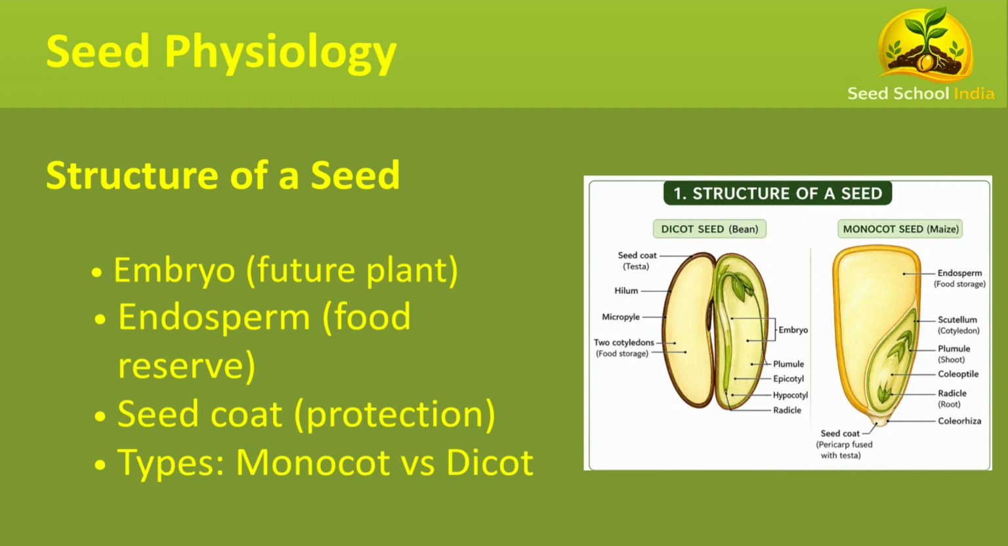A seed consists of three main parts: the embryo, which develops into a new plant, the endosperm, which provides stored food, and the seed coat, which protects the seed. The embryo is the most important part, it is the miniature plant. The endosperm or cotyledon store food materials such as starch, protein, or oil. The seed coat protects the seed from mechanical damage and environmental stress. This structural organization ensures that the seed can survive unfavorable conditions and germinate when conditions become suitable. In dicots like beans, there are two cotyledons, while monocots like maize have one cotyledon called the scutellum.